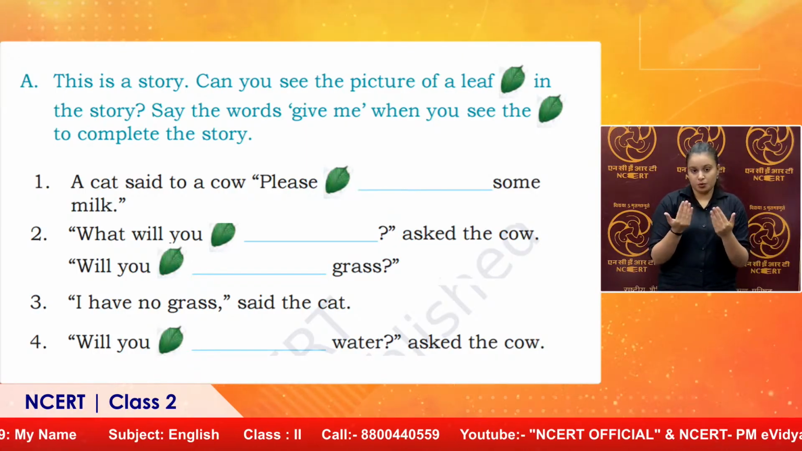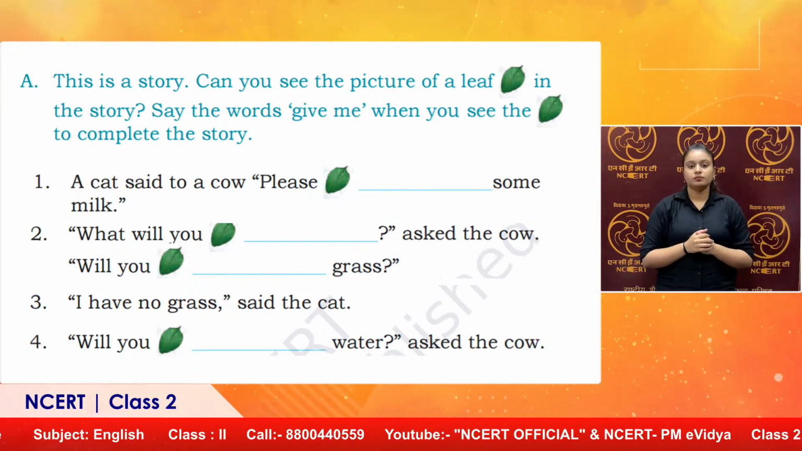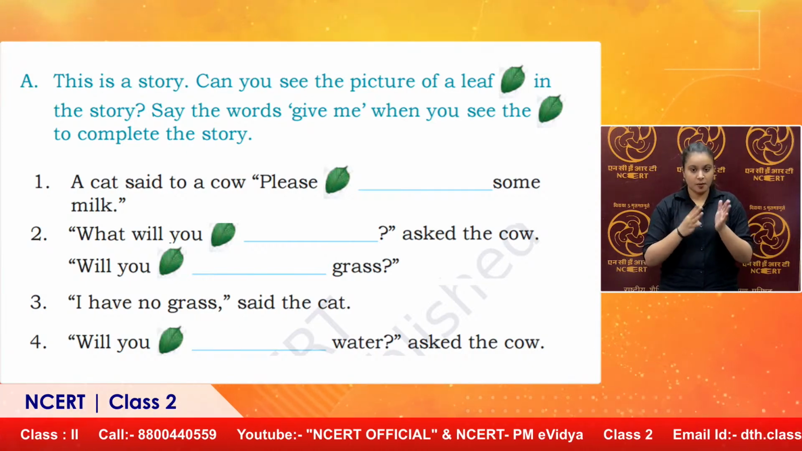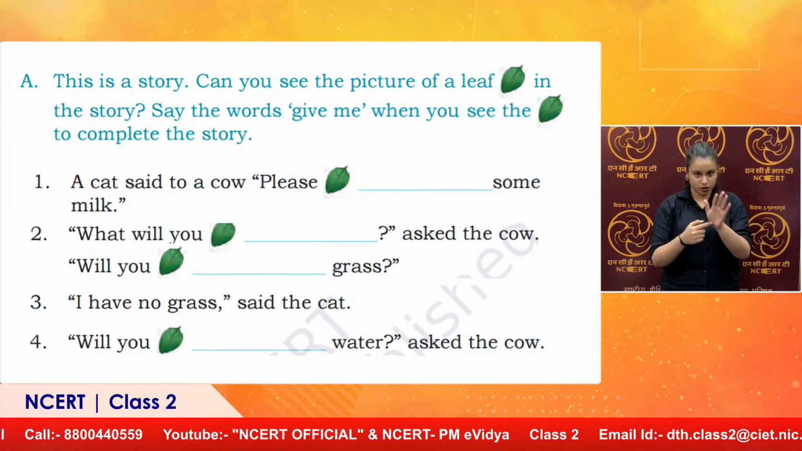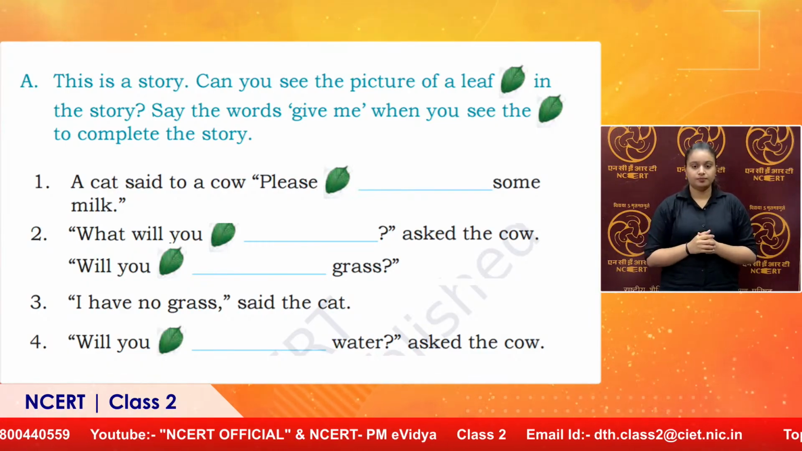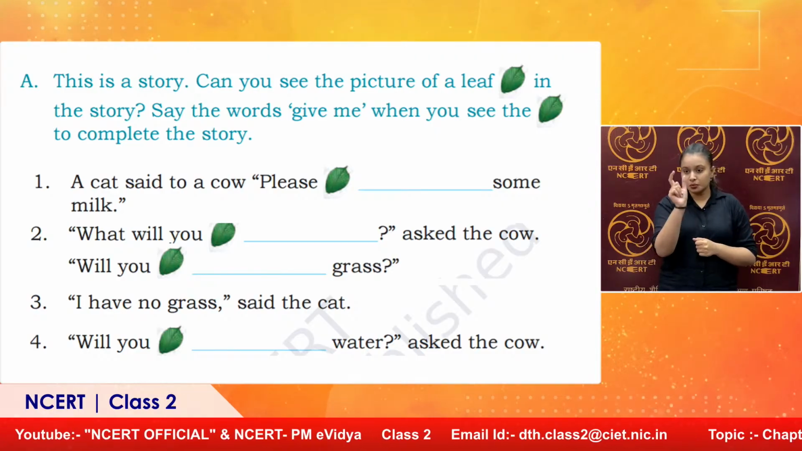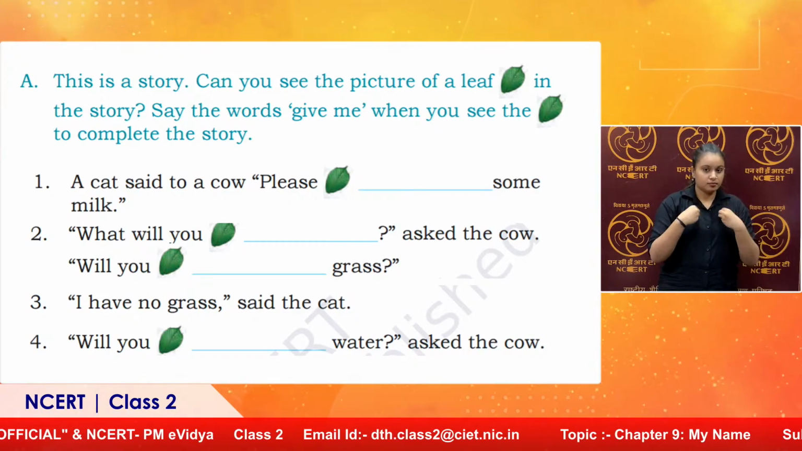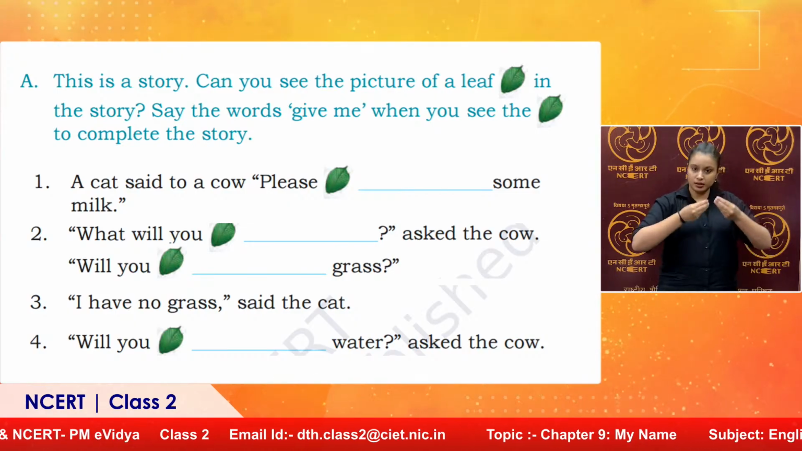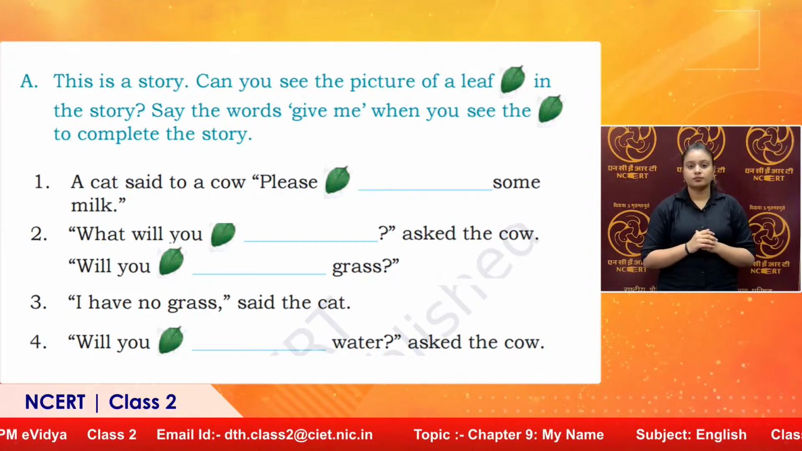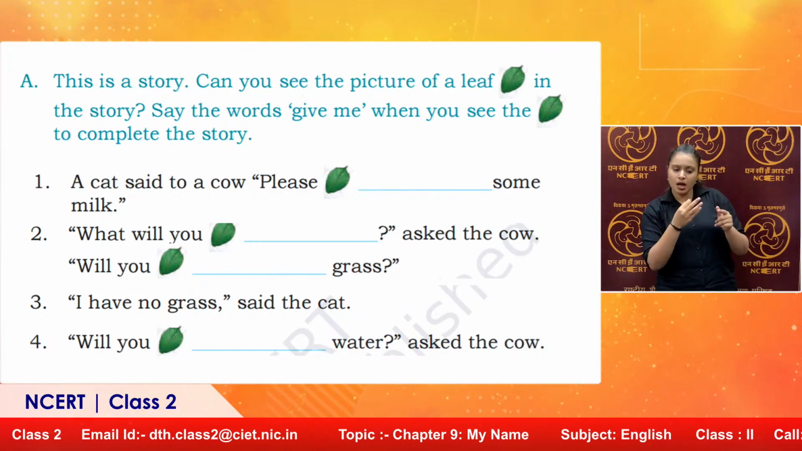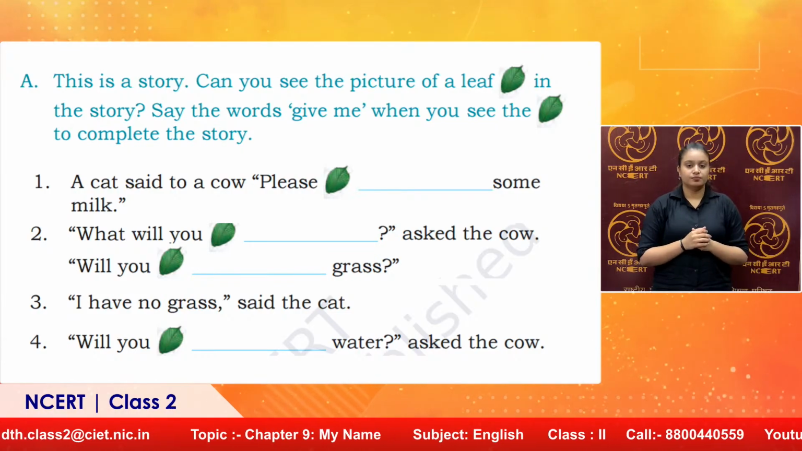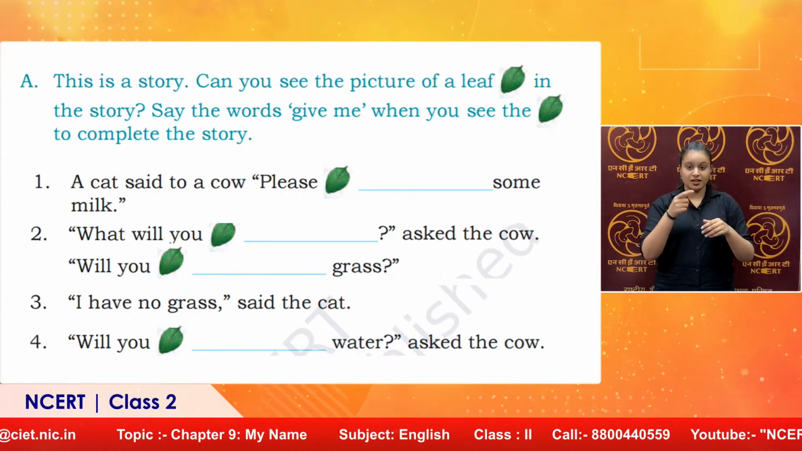Okay. You know what you have to do, Harpreet and my dear viewers? You just need to put the words give me wherever you see the leaf picture. Okay. All right, are you ready? Yes. So it's a recall activity for the words give me. Okay. A cat said to a cow, please give me some milk. Wow. And now second one, what will you give me? Ask the cow. Will you give me grass? I have no grass, said the cat. Will you give me water? Asked the cow. Wonderful, great.